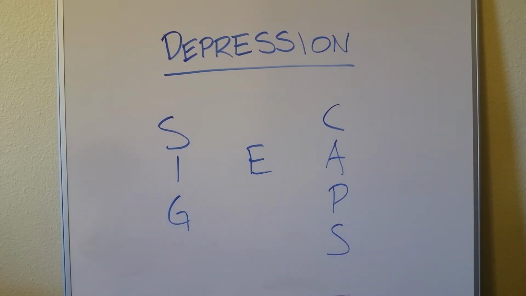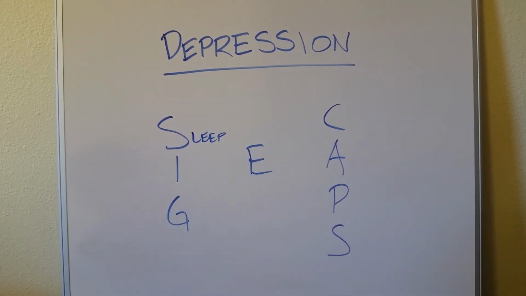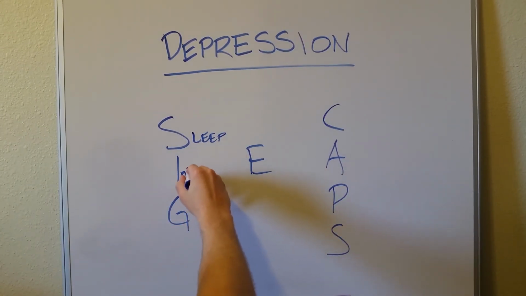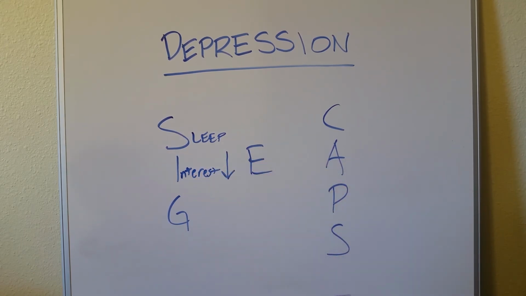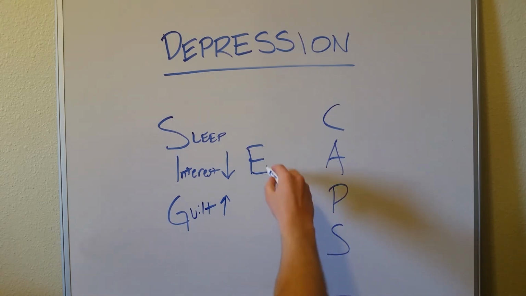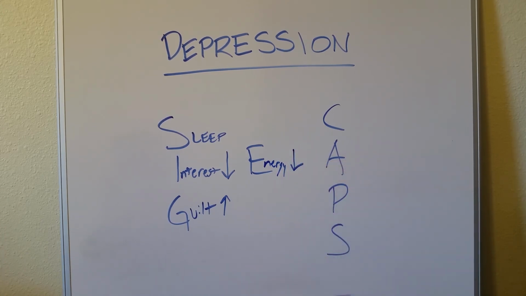The S means sleep changes. The I is interest. It's kind of like the anhedonia we talked about, a decreased interest in things. The G is guilt or feeling worthless, so increased guilt or just feeling like no one wants you around or you're the cause of everyone's problems. E is energy, which we discussed earlier.